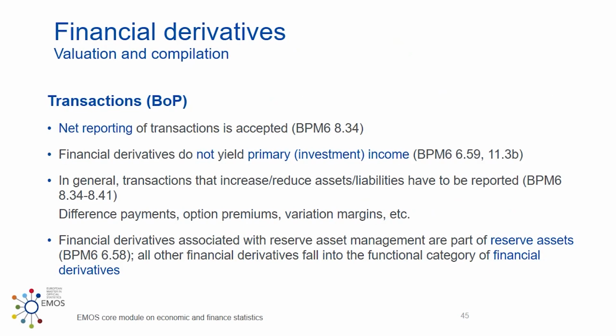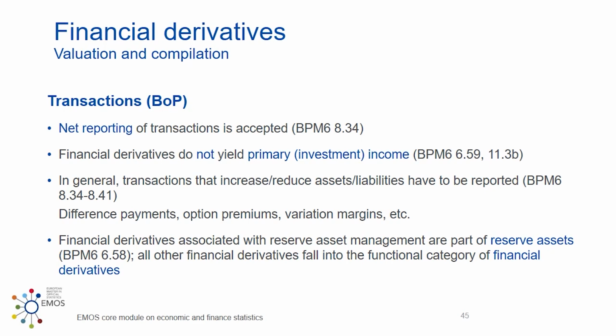First of all, what are the rules for transactions? As we discussed already, net reporting of transactions is accepted and is heavily used by convention. And also what I pointed out before, there is no primary income, or let's say investment income, in financial derivatives. There's one link to the primary income account: if a company offers employee stock options, which is the other part of this category, which is a derivative on the stock of the company for the people working there as a part of a salary.